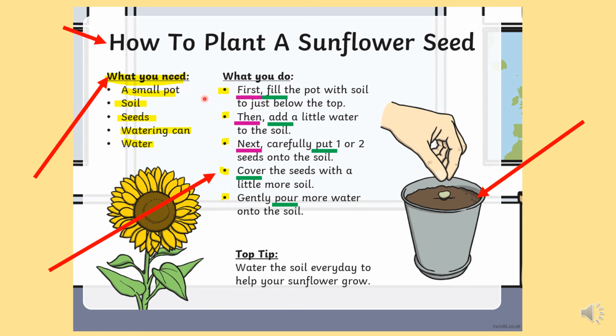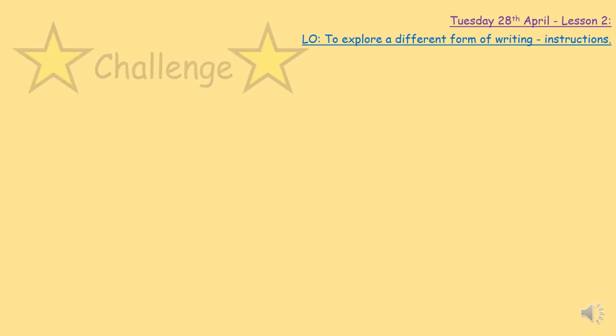After you've made your list, you then need to write your instructions, and each new point or each new instruction needs a bullet point. While you are writing your instructions, you can think about making sure you use verbs, words that tell you what to do, and time conjunctions, words that tell us when to do that. The final thing that we can do once we've finished all of our instructions is that we can draw a picture. And that way, it makes it very, very clear what our set of instructions are about. So this set of instructions is how to plant a sunflower seed.